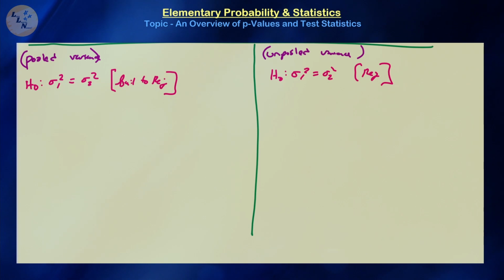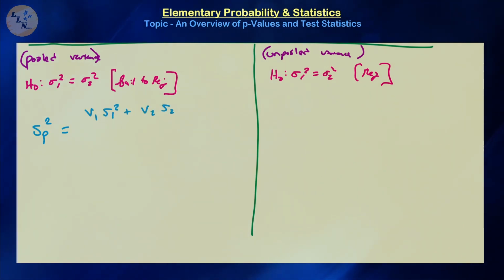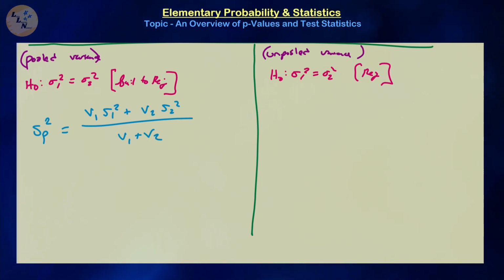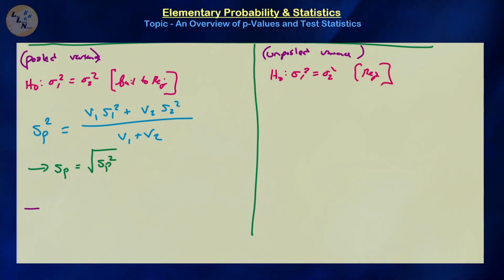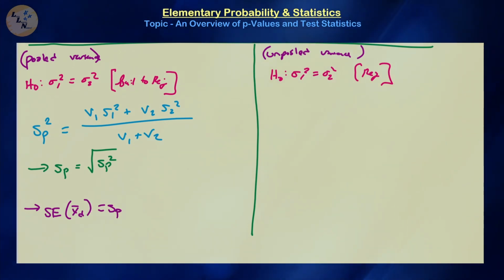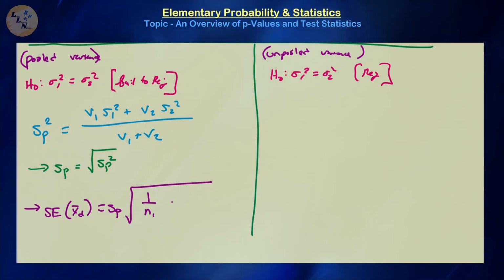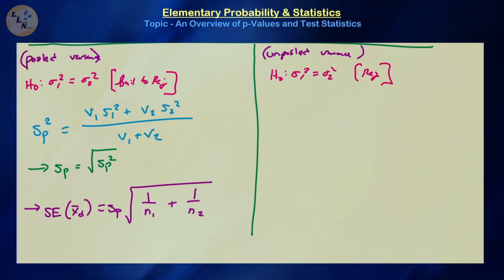So the first thing in a pooled variance t-test that you need to calculate is what we call the pooled variance, which is going to be equal to v1 s1 squared plus v2 s2 squared, or nu1 and nu2 if you're looking at this from the Greek perspective, divided by nu1 plus nu2, which some people just call nu. Once you have your pooled variance, then you can calculate your pooled standard deviation, which is going to be the square root of your pooled variance. And then you can calculate your standard error for the difference in means to be equal to the pooled standard deviation times the square root of the sum of the reciprocal sample sizes, 1 over n1 plus 1 over n2.